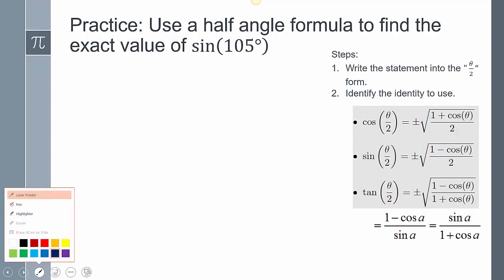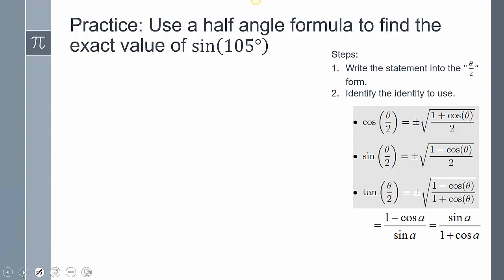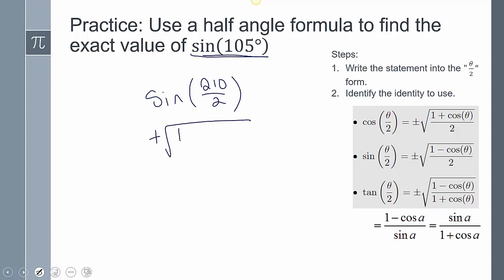Let's look at another one. So the first step, write the statement into theta over 2. So I would write that as sine of 210 over 2, because I know what 210 is inside the unit circle. And then I would use the identity. I know that sine in this quadrant is going to be positive, so that's going to be the positive square root of 1 minus cosine of 210 all over 2, and then you'd have to go through and simplify that.